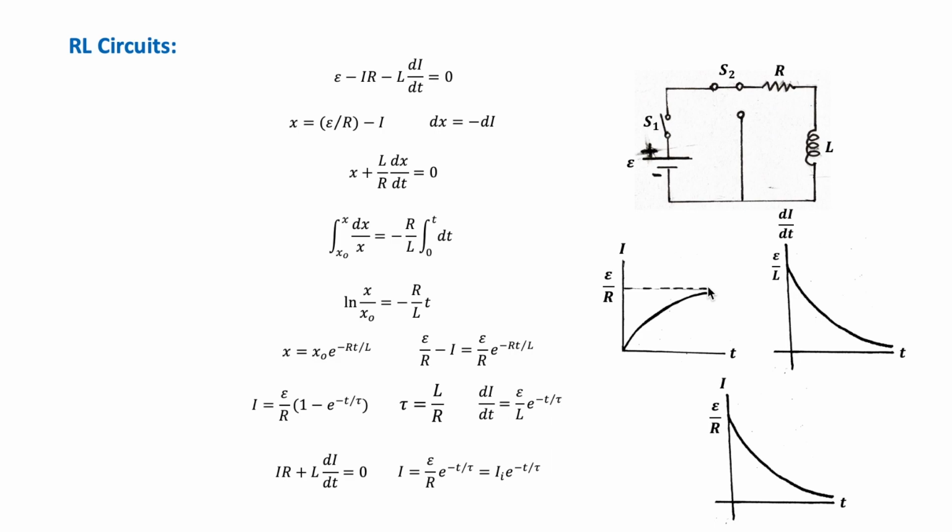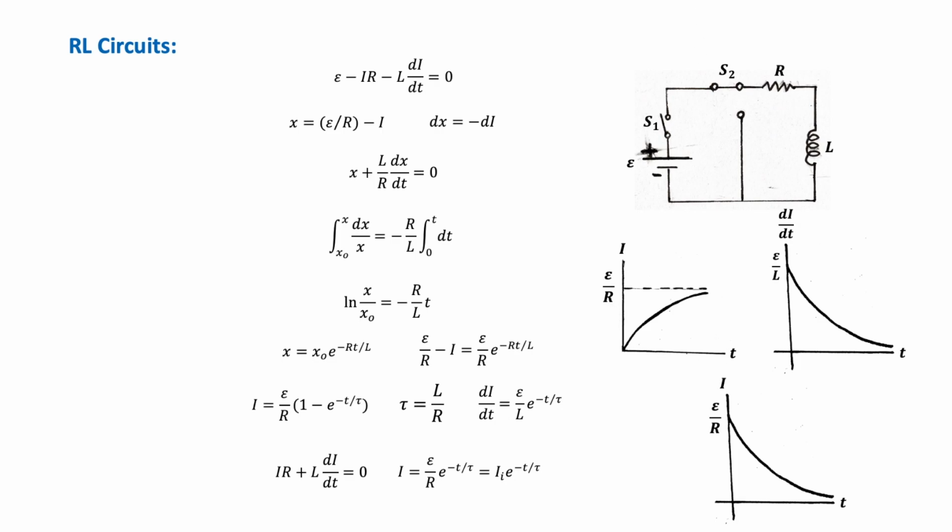So the time rate of change of the current, if we differentiate I, is given by this equation. And this shows that the time rate of change of the current is maximum the instant we close the switch S1, so at t is equal to 0. And this maximum rate is E over L. And this rate slows down with time, okay? So first the current increases rapidly, then it gradually approaches E over R as t goes to infinity.